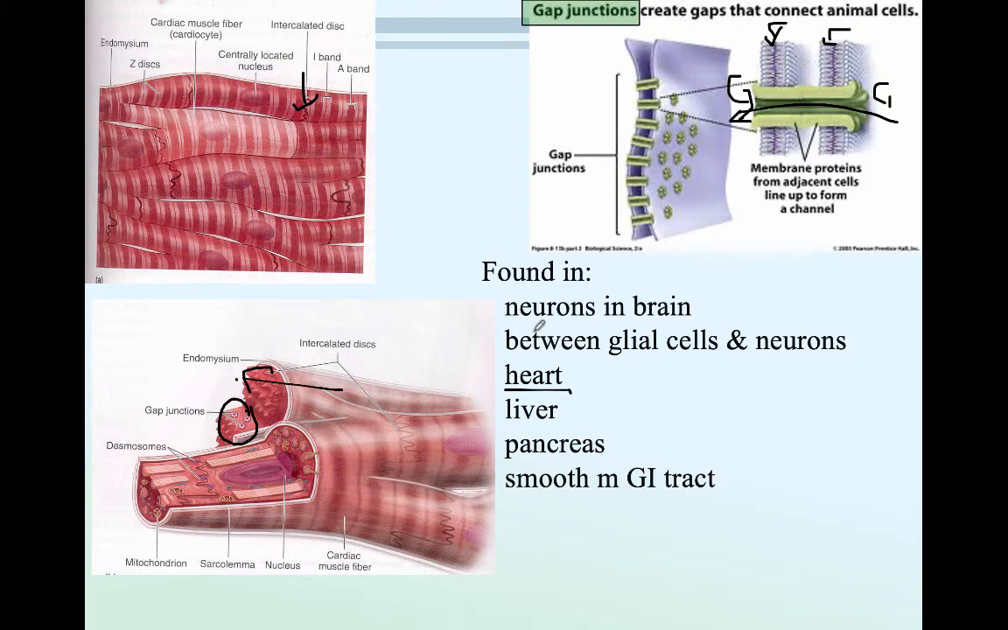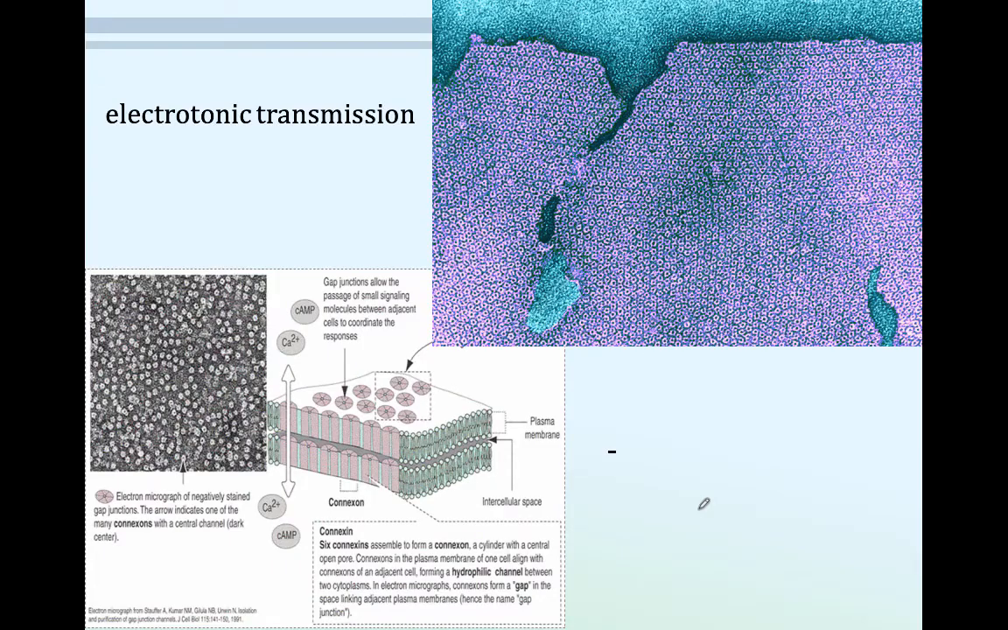Not only do we find these gap junctions in the heart, but we've found more recently, in the past decade or so, that we have gap junctions connecting some neurons in our brain. Not a lot, but a few. We also have them between glial cells and neurons in our brain. Then we find them in the liver, in the pancreas, and connecting different smooth muscle cells within the GI tract. So that action potential is transmitted incredibly fast. This is really what's referred to as electrotonic transmission.